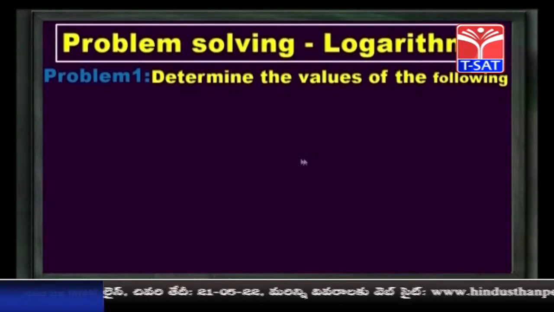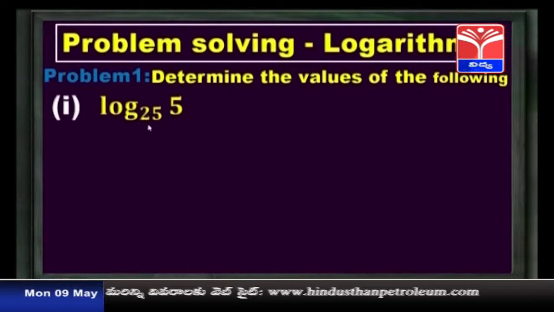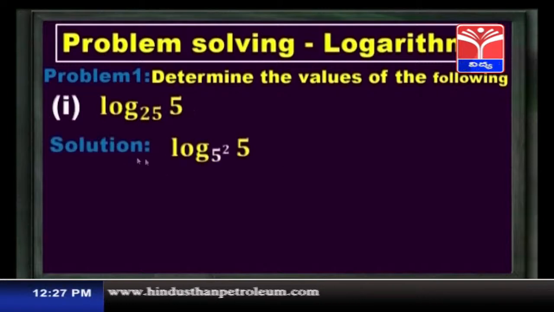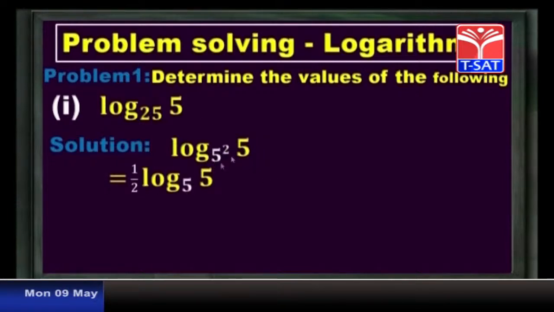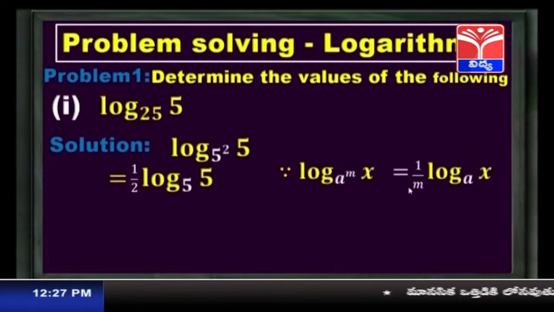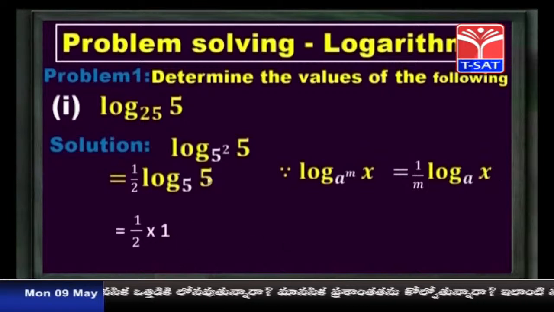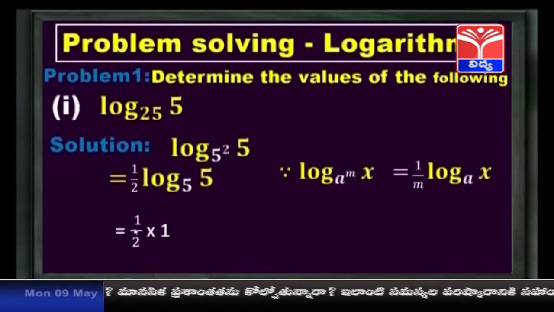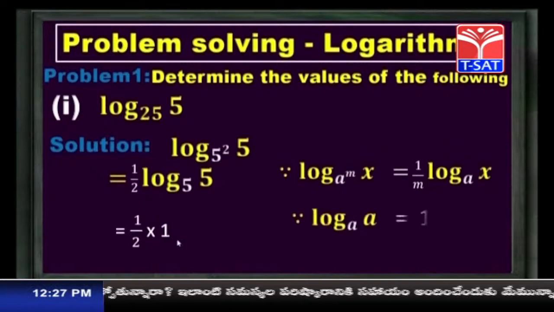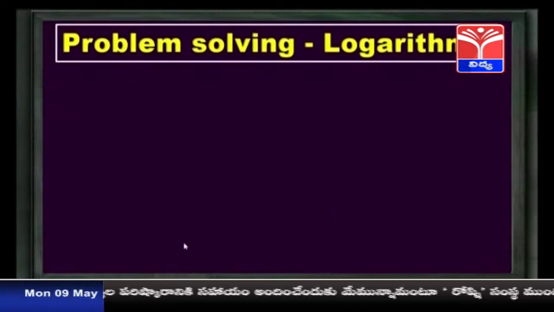Determine the value of log 5 to the base 25. Solution: 25 can be written as 5 square. So it is equal to 1 by 2 log 5 to the base 5. The formula which we used is log x to the base a power m is equal to 1 by m log x to the base a. Log 5 to the base 5 value is 1, right? So 1 by 2 into 1 is equal to 1 by 2.